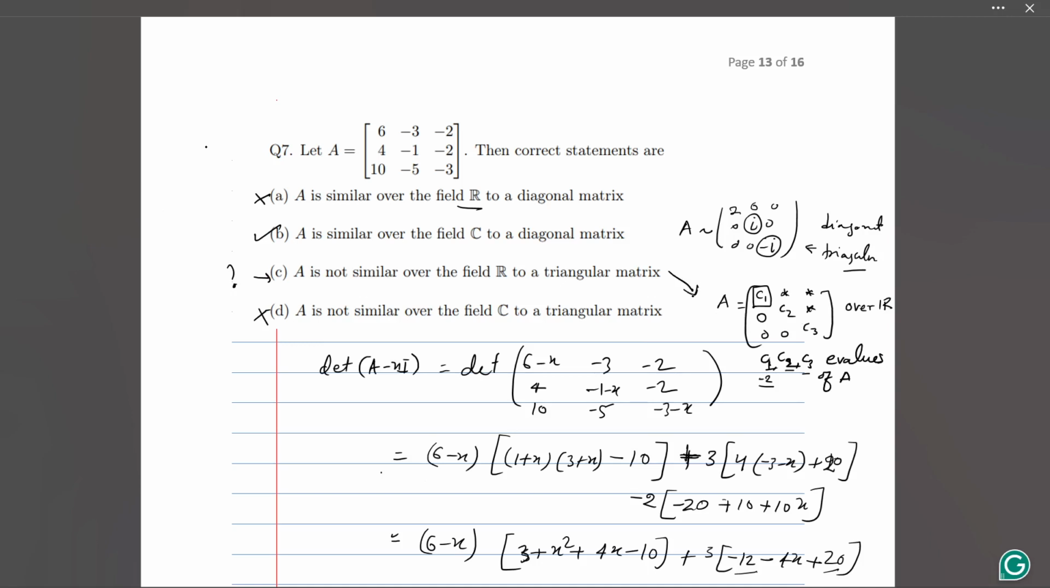If A is of this form, what is the characteristic polynomial of A from here? This is nothing but the product of x minus Ci's. But we do not have a factorization of this characteristic polynomial of A into this form where all Ci's are real numbers, right? So this is also incorrect. I'm not leaving this. So this is particularly for part C.